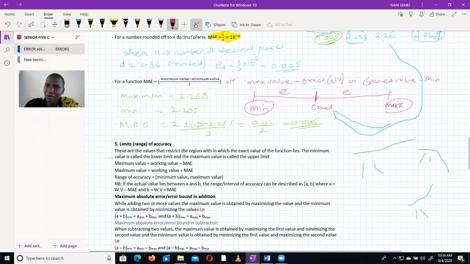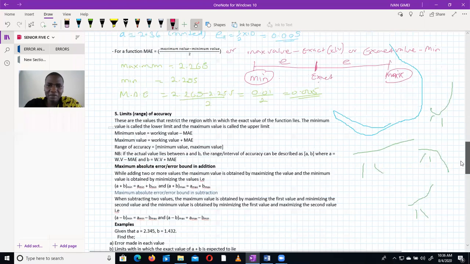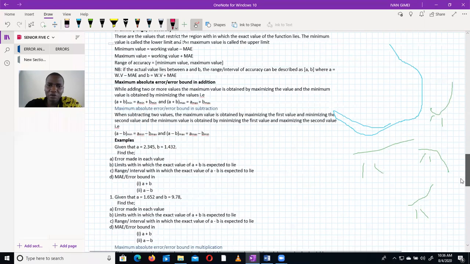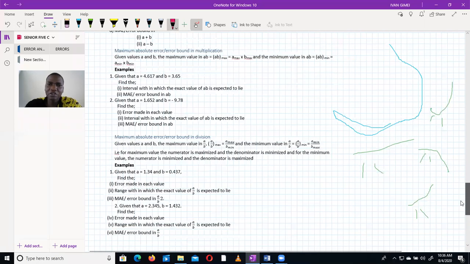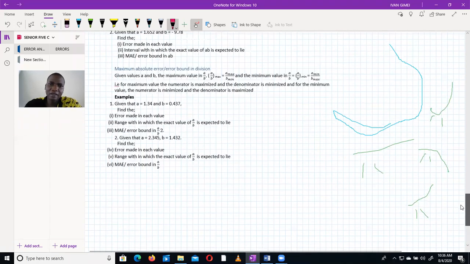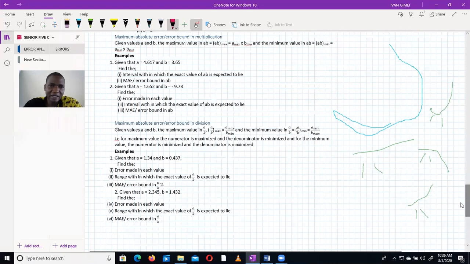Then from there, we look at limits of accuracy. How do you do that? We look at the maximum absolute error when you're dealing with addition, subtraction, multiplication, and division. That will mark the end of the first section of error analysis. Then we dive into deriving the formulae. Then afterwards, we look at errors in differentiable functions.